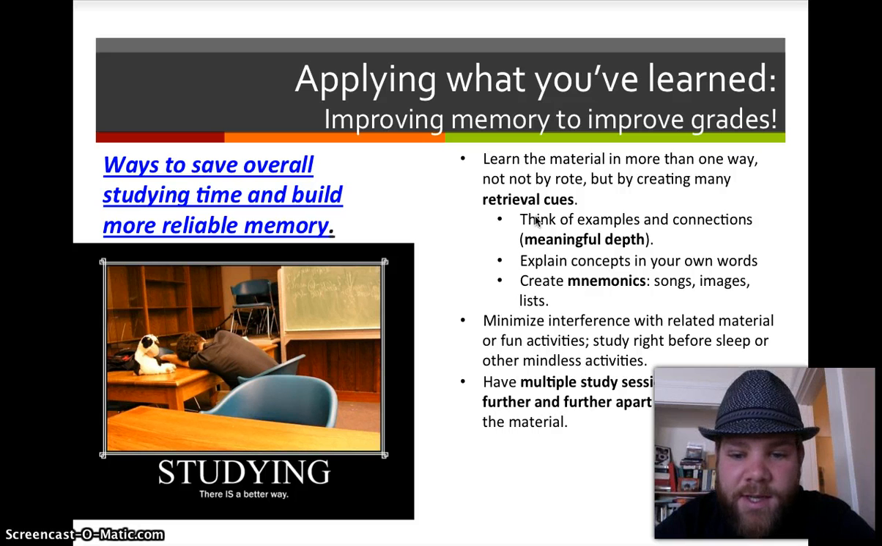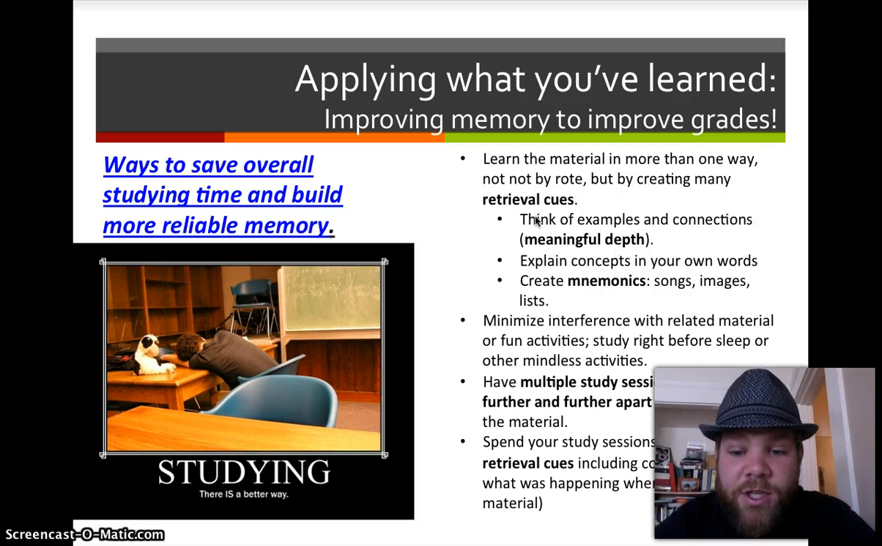Have multiple study sessions spaced further and further apart after learning the material. Spend your study sessions activating your retrieval clues, including context, such as recalling what was happening when you learned the material. And finally, test yourself in study sessions. Practice your retrieval as if taking a test.